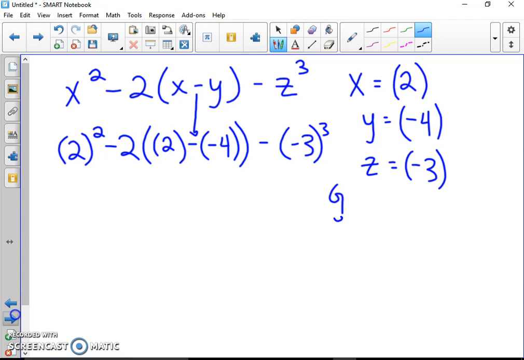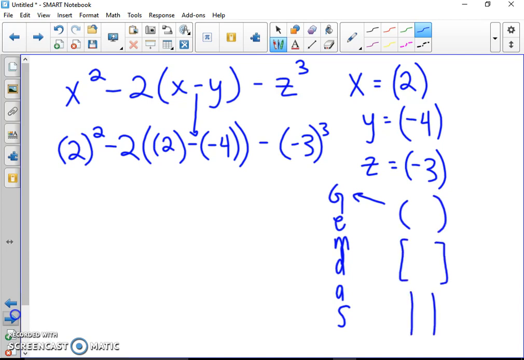I'm looking for order of operations, so GEMDAS. Remember, the G just means grouping symbols because it could be parentheses, it could be brackets, it could be absolute value signs, it could be a radical. So that's why it's G instead of P now. They really mean the same thing though. And multiply, divide is always left to right, add, subtract, left to right. Are there any grouping symbols? Yes.